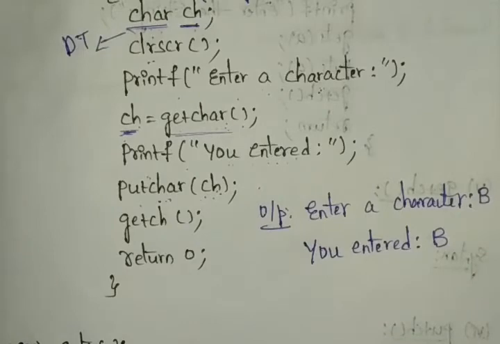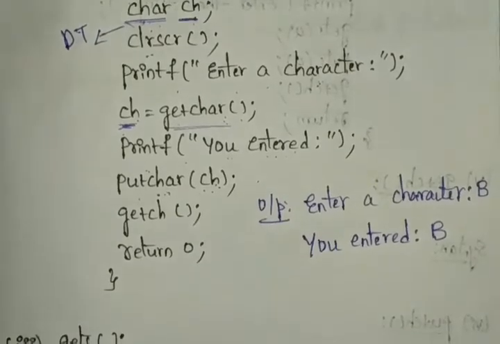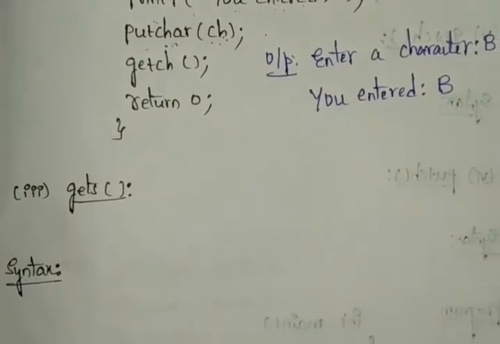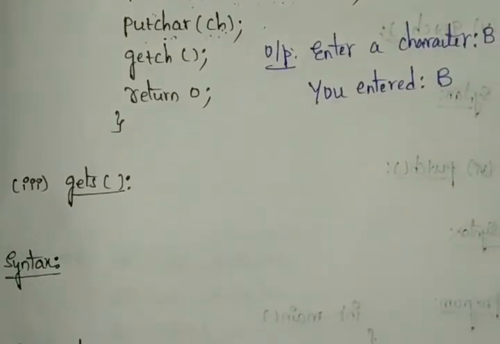And next, we have the third one, that is gets. Here in gets we can read a string. In char we are reading characters. A character is enclosed within single quotation marks, and a string can be enclosed within double quotation marks.